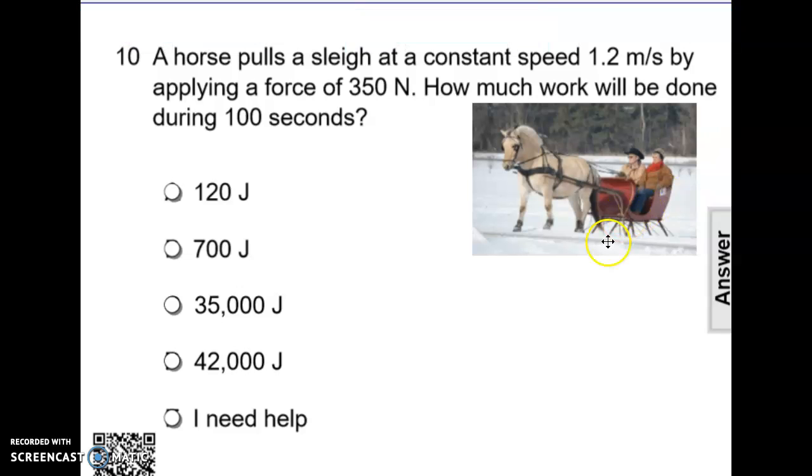Oh, what a wonderful day for a sleigh ride. Hope everybody's having a nice day.